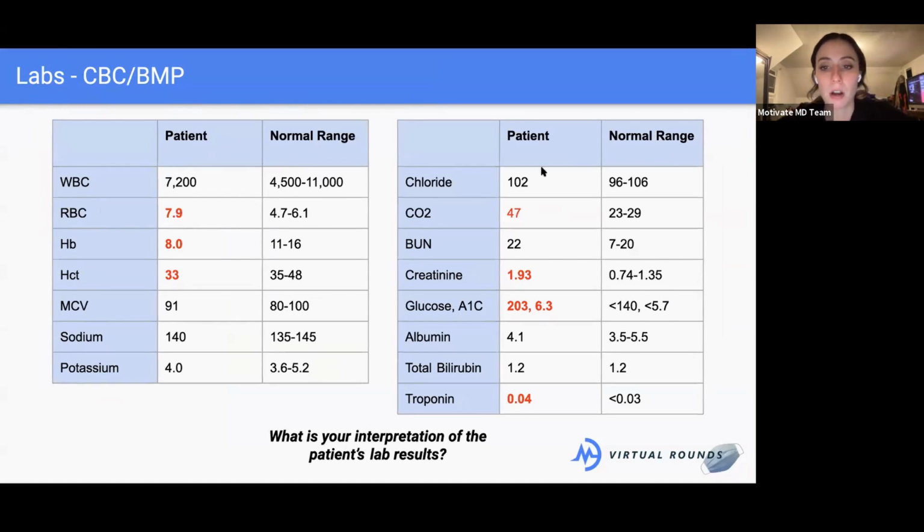Then we skip over to the second column, the second graph over here. His CO2 was 47. His creatinine was 1.93, so both of these are high. Glucose and A1C were 203 and 6.3 respectively, so those are both high as well. And then his troponin was 0.04.